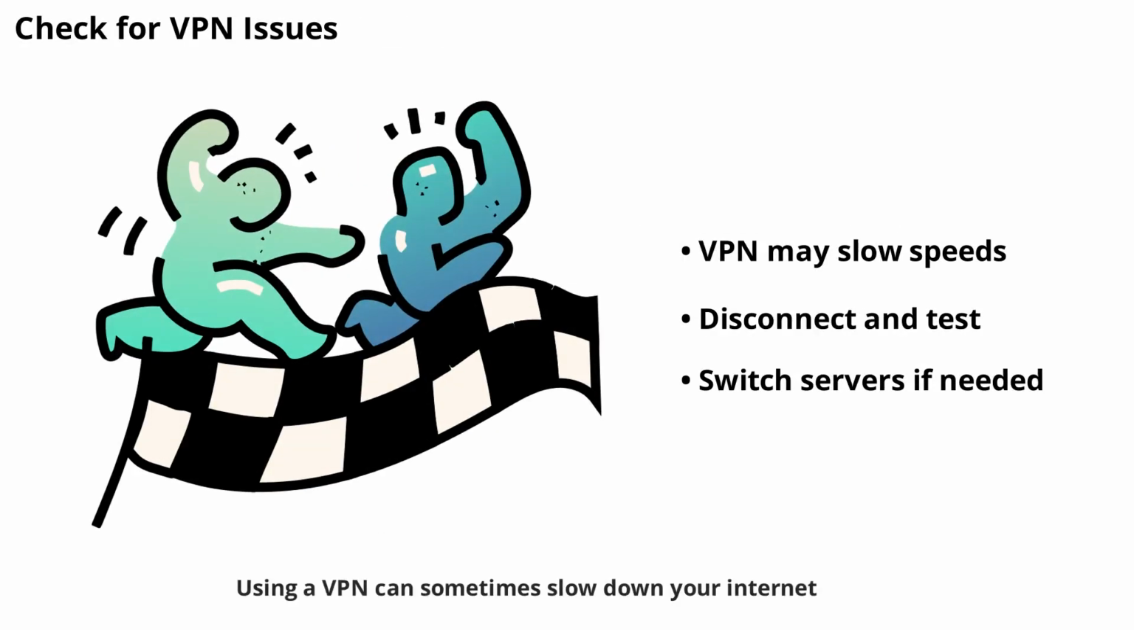Using a VPN can sometimes slow down your internet, especially if the VPN server is far away or overloaded. Try disconnecting from the VPN and testing your speed again. If your connection improves, consider switching to a different VPN server or provider.